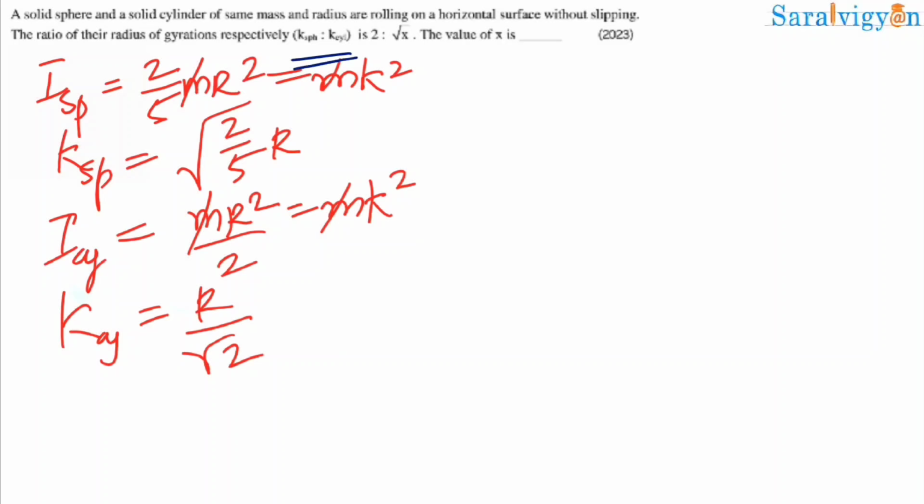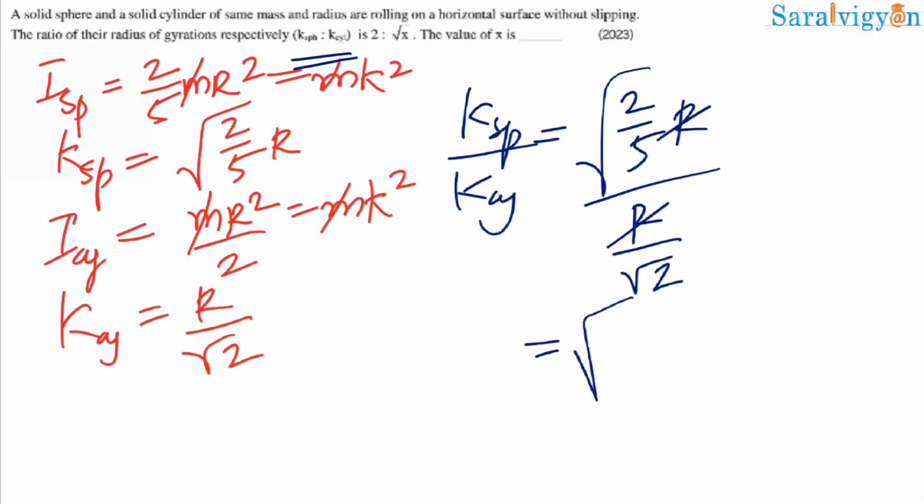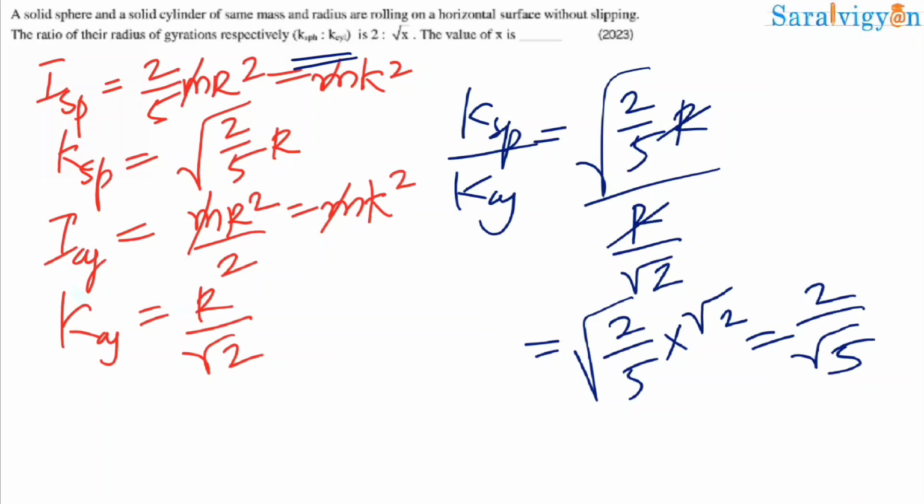Now in our question we are given k sphere by k cylinder. So we have k sphere by k cylinder is equal to root 2 by 5 r by r over root 2. Cancel r and r. We can also cancel root 2, here we can write root 2 and root 2. We can write this as root 2 by 5 into root 2. Root 2 into root 2 is 2 by root 5. So our answer is 2 by root 5.